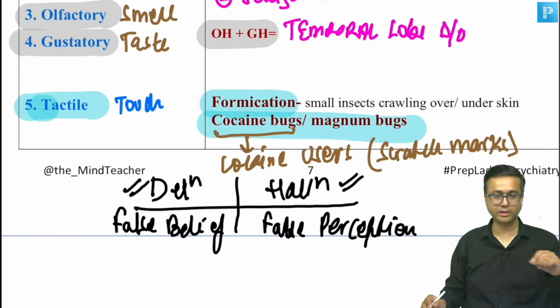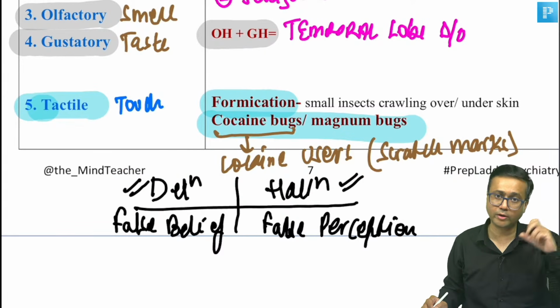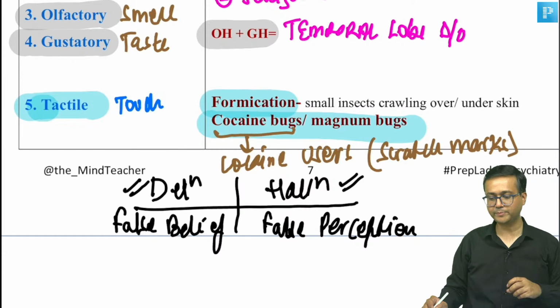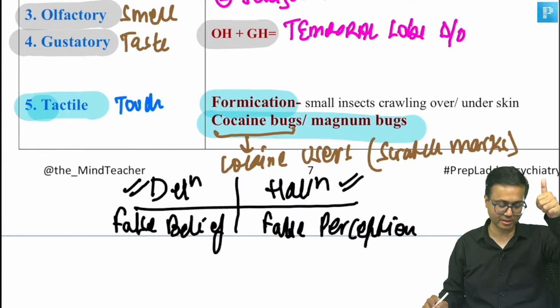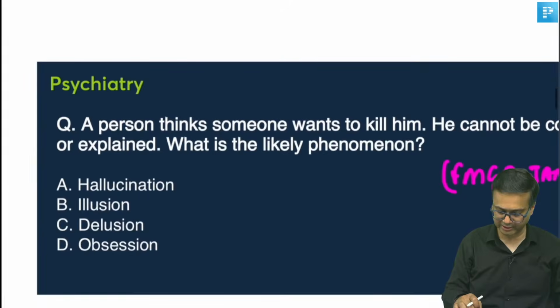Na, beta, in the question, they will not tell you that it's delusion or hallucination. You have to identify. So understand the concept so that you are able to differentiate. I hope it is clear to everyone. Na? Very good. Beta, let's take up this question.